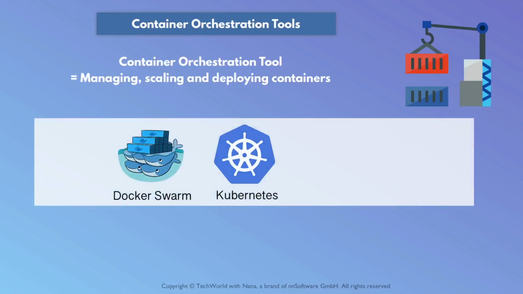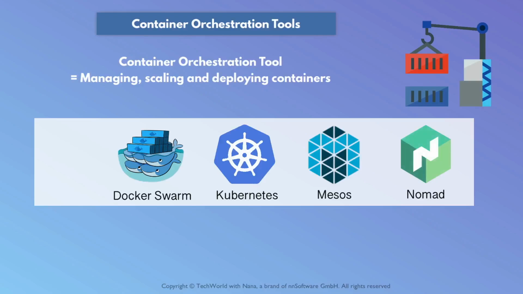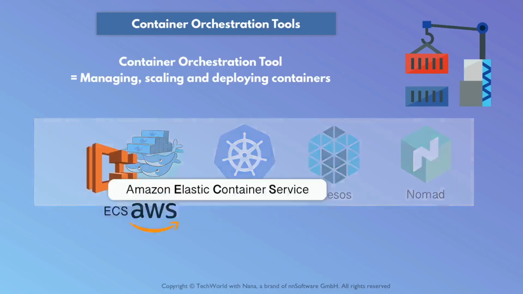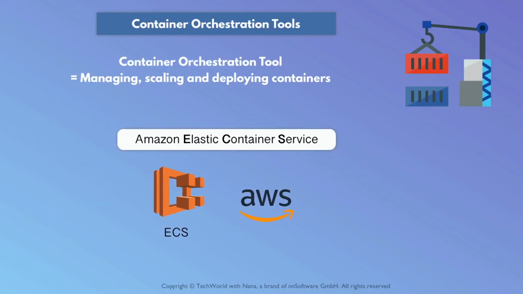Docker Swarm is one of them, which is for less complex, a bit smaller containerized applications. You also have Mesos, Apache Mesos. You also have HashiCorp Nomad. And you also have an AWS service called Amazon Elastic Container Service, ECS. So ECS is one of the container services that AWS offers, and it is essentially a container orchestration service.